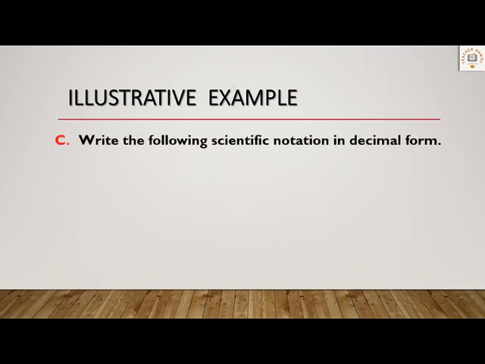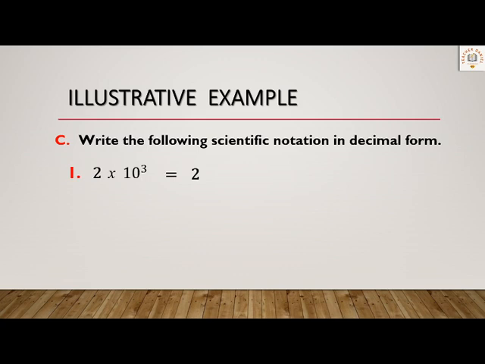For letter C, write the following scientific notation in decimal form. So, this time, ang given natin scientific notation, isusulat natin siya into decimal form. So, for number 1, we have 2 times 10 raised to positive 3. So, our exponent is positive. So, therefore, pag sinulat natin yan, ang sagot natin ay whole number. Kasi yung ating exponent ay positive. So, just write 2. Yan.